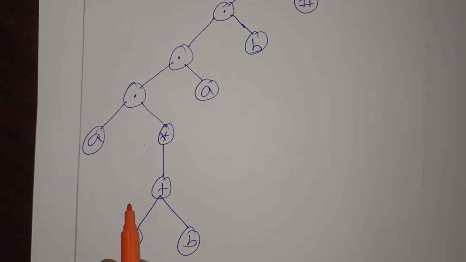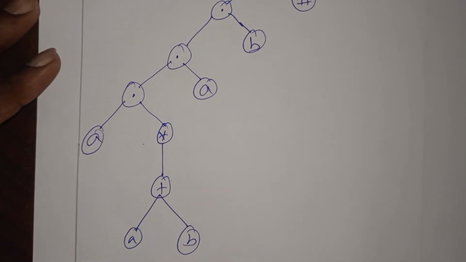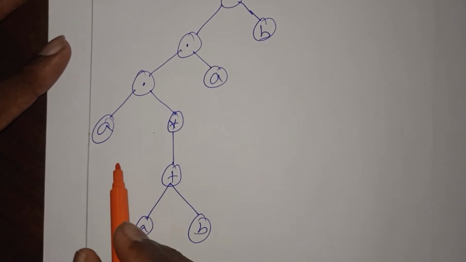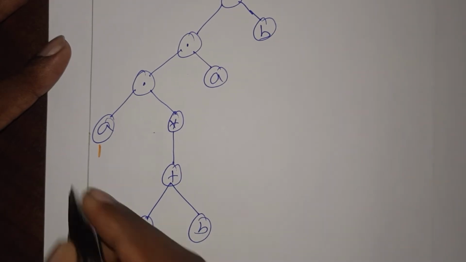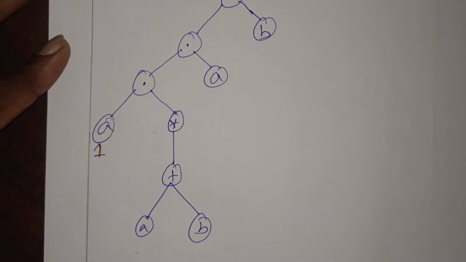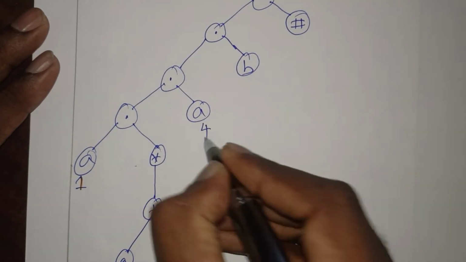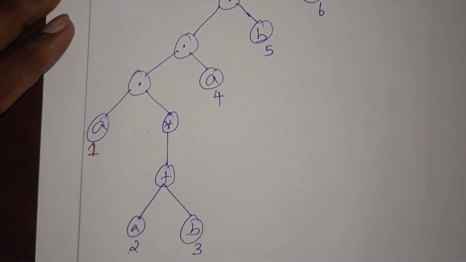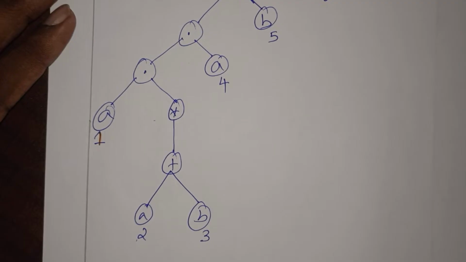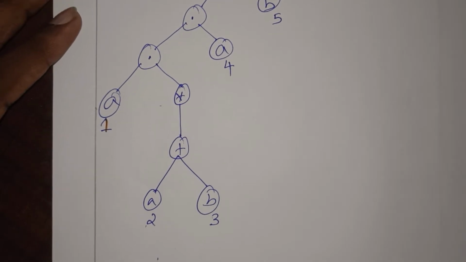Now I am going to give numbers to all the nodes present here. I'll start with this pen: this is 1, this is 2, this is 3, followed by 4, 5, and 6. I'm numbering these nodes because it helps us note down all the values of the first, last and follow positions respectively.